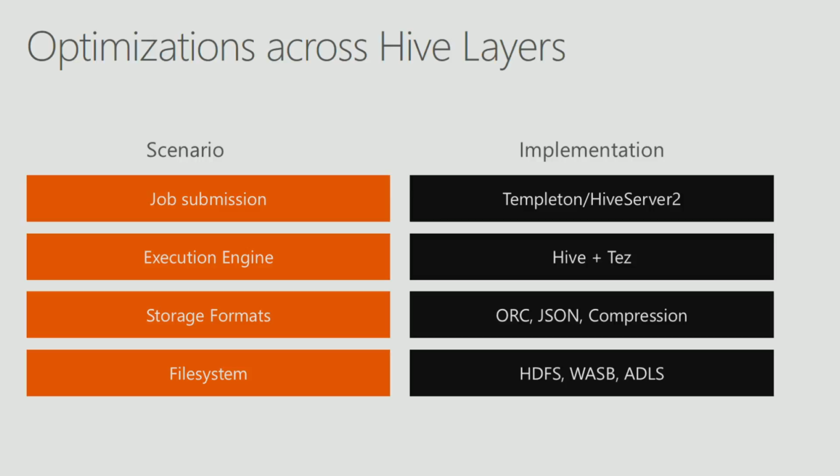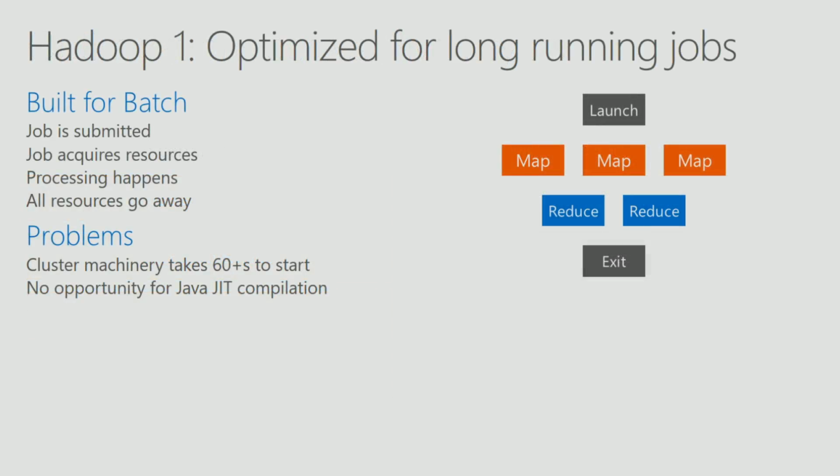The second one is execution engines. What are the Hive settings we can do to make your queries run faster? Then we're going to talk about the different storage formats or file formats, ORC, JSON, and compression. And finally, which file system to use. So the first one is job submission.